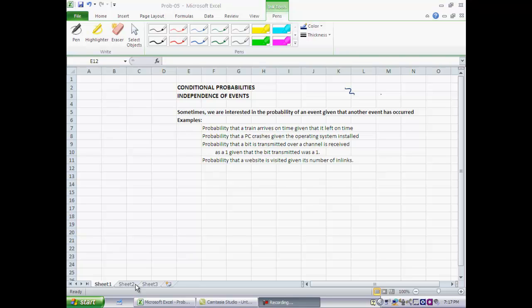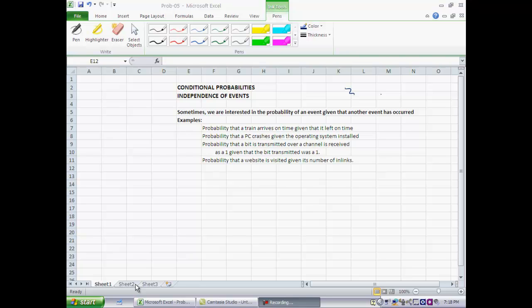In this clip, we will continue our discussion of probability by focusing on conditional probabilities and the independence of events. Sometimes we are interested in the probability of an event given that another event has occurred. An example would be computing the probability that a train arrives on time given that it has left on time. In other words, I'm telling you that one event has happened for certain. It has left on time, and I'm asking you to compute the probability that the train would arrive on time. And there are lots of other examples.